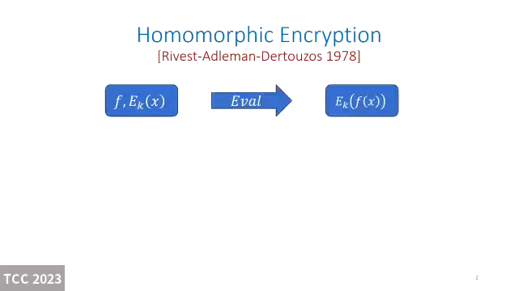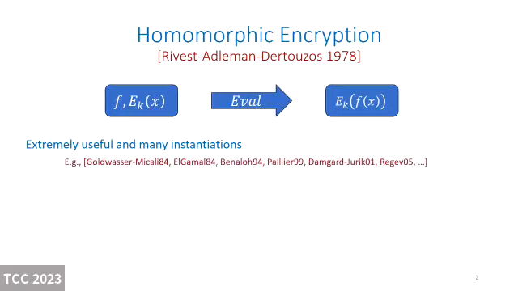And intuitively, it means that given a function f and an encryption of x, we can efficiently compute something that behaves like an encryption of f of x. It is a very useful notion with many applications, such as online voting and outsourced computation, and also many instantiations over the years. However, when we try to formally define it, we stumble upon a number of issues.